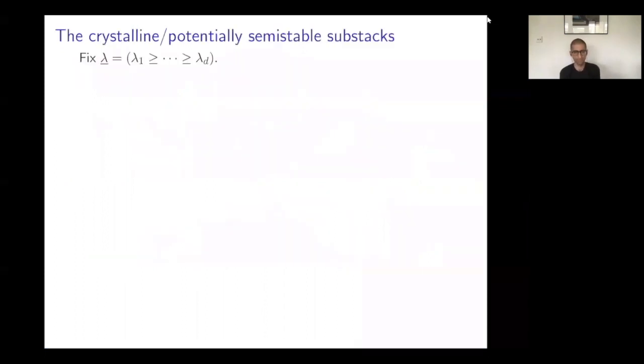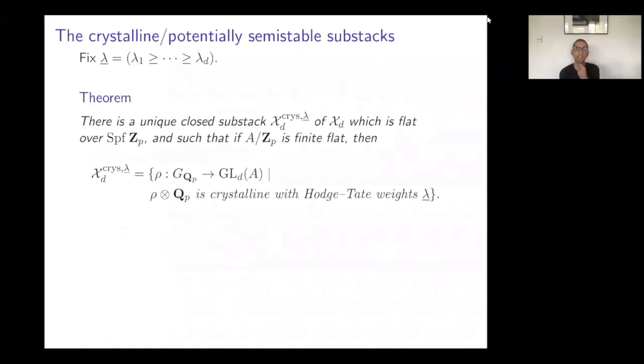Okay, so I started to say something about a connection to p-adic Hodge theory. So let me just briefly state what the theorem is here and see why we care slightly. So again, I'm sticking with K to be Q_p, and I'm going to fix a tuple of integers, lambda_1 down to lambda_D. And then the theorem we prove here is that there's a substack of our stack of phi-gamma modules, which is basically uniquely determined by the property that it picks out exactly the representations which are crystalline with Hodge-Tate weights given by lambda.